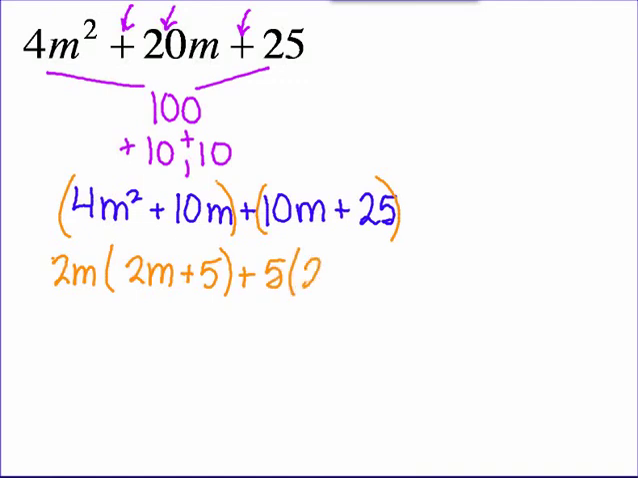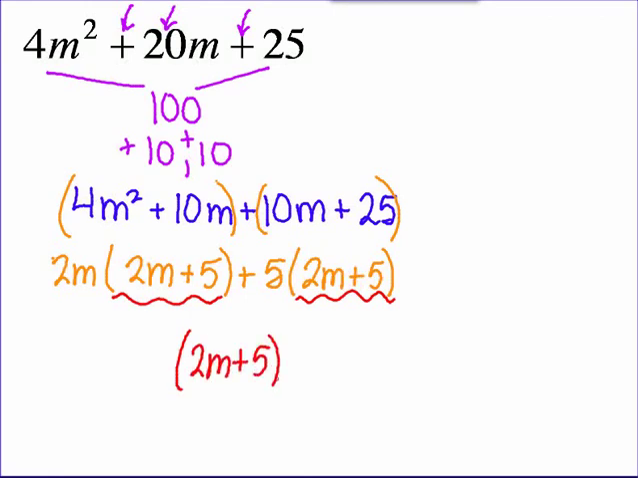2m plus 5. Perfect. So you notice these are the same. So that is in fact one of your factors. What's the other factor? 2m plus 5. What do you know about both of them? They're the same, so really you should go one step further. And instead of being 2m plus 5 times 2m plus 5, it should be 2m plus 5 quantity squared.